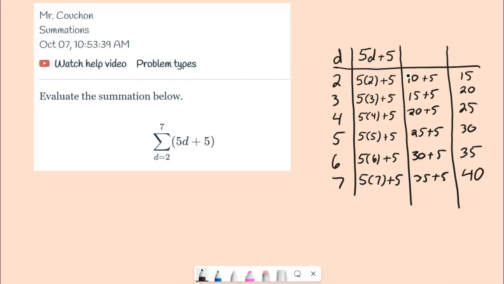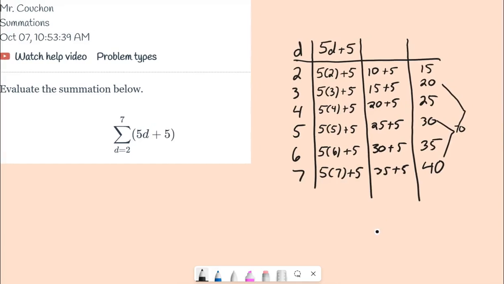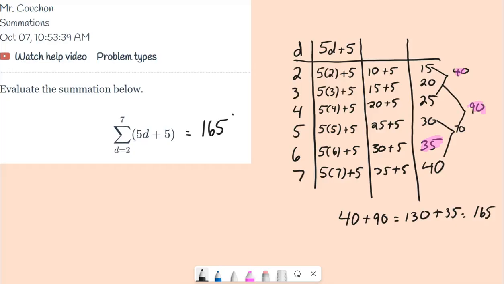Okay. And now we just need the sum of these. Now these are pretty easy. I'm going to do it like this. 30 and 40, well that's 70. 70 and 20, well that's 90. And now I'll add these up. 15 and 25, that's going to be 40. So now I've got 40, 90, and I have to do that 35 as well. 40 plus 90, that's easy, that's going to be 130, and then plus 35, that gets me 165. So my solution here is 165.